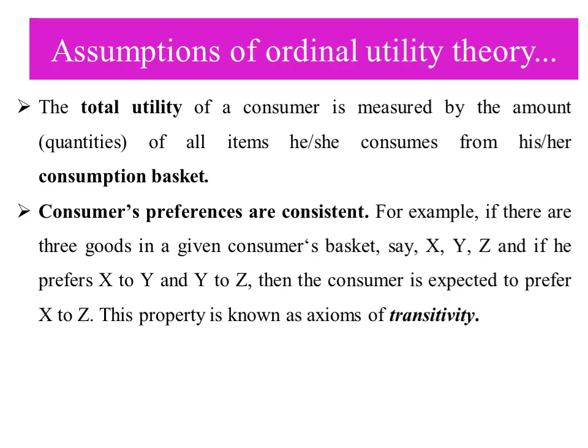Consumers' preferences are consistent. For example, if there are 3 goods in a given consumer basket, say X, Y, Z, or you can say banana, orange, or potatoes, and if he prefers X to Y, that is banana to orange, and orange to potatoes, then the consumer is expected to prefer X to Z. In economics, this property is known as the axiom of transitivity.